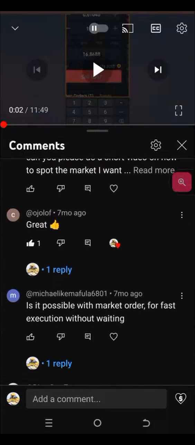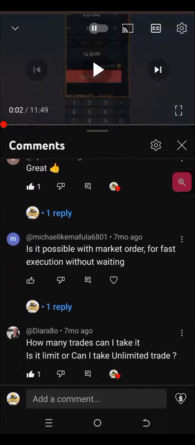Good. So let's see. Is it possible to use a market order for fast execution? This question always comes up. Yes, it's possible, but you're not going to make money. If you want fast execution, you can do a market order, but you are not going to make money. You will probably make a loss.